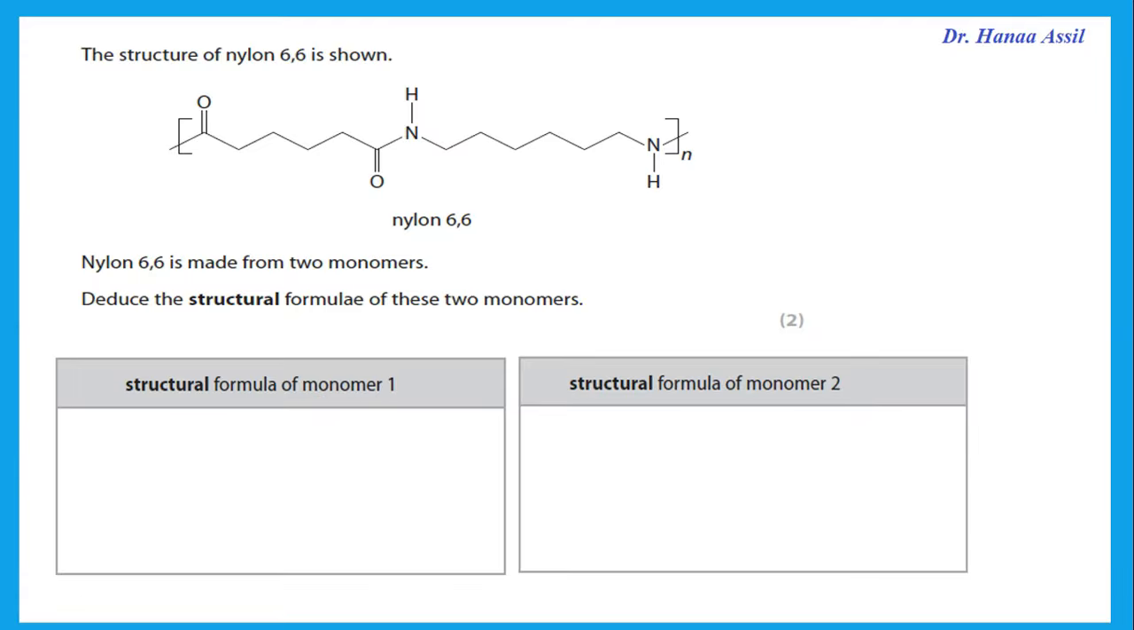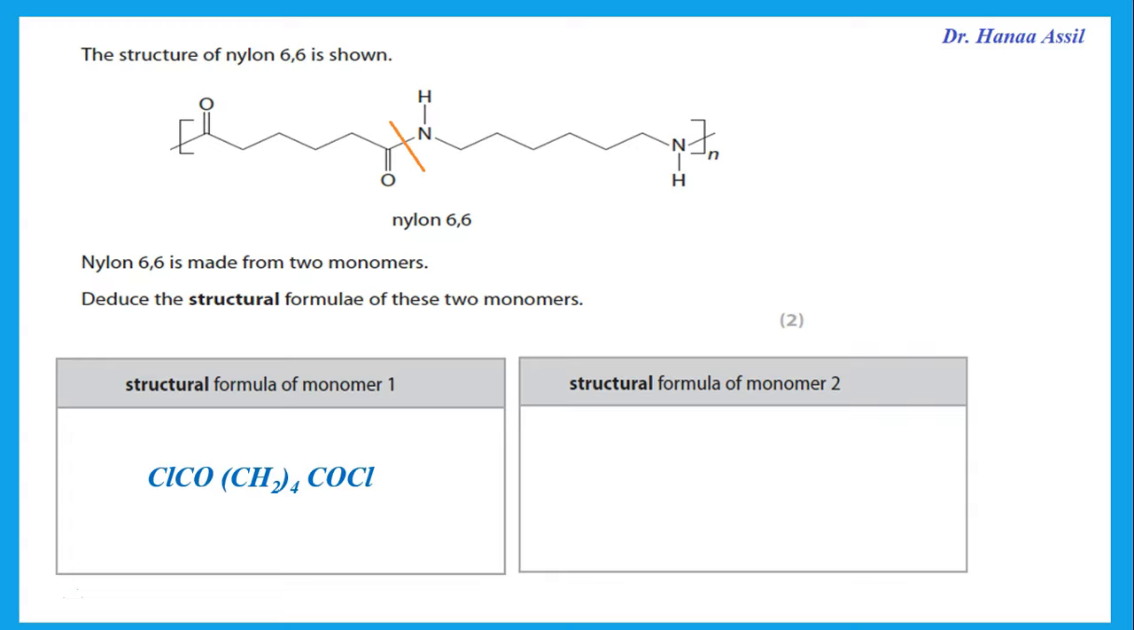So, first of all, where are we going to break it up? We break it up at the amide linkage. So the part on the left would be an acid or an acyl chloride, and the part on the right would be a diamine. So this is how we draw it, or this is how we write it as structural formula.